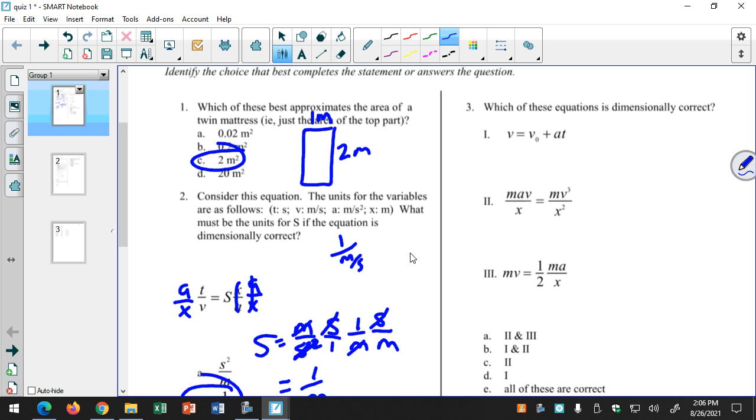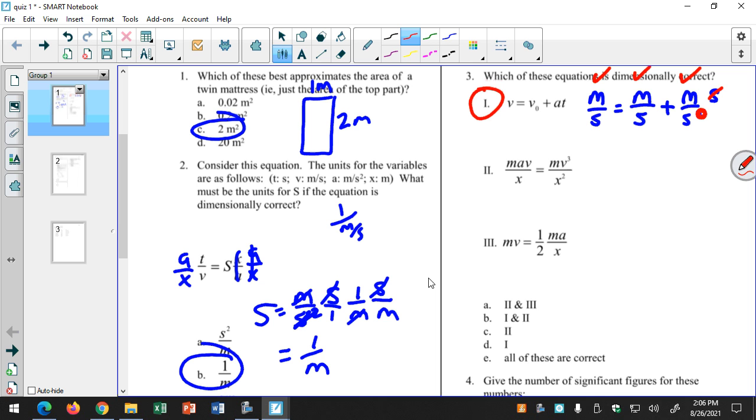Number 3 is dimensional analysis again. So are these dimensionally correct? Meters per second. V naught is also meters per second, plus meters per second squared times seconds. That cancels with that, and I get meters per second on all 3 of those additive terms, so that one's dimensionally correct. By the way, as I do that, I can get rid of this answer and that answer, okay?